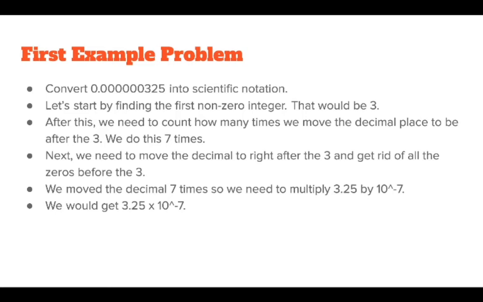Next, we need to move the decimal to right after the 3 and get rid of all the zeros before the 3. We would have 3.25. We move the decimal 7 times, so we need to multiply 3.25 by 10 to the negative 7th. We would get 3.25 times 10 to the negative 7th.